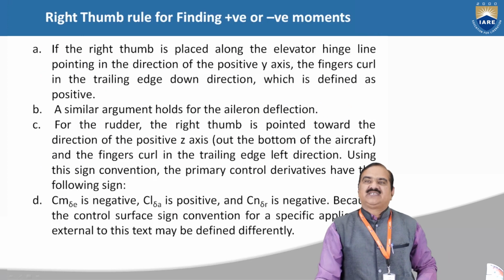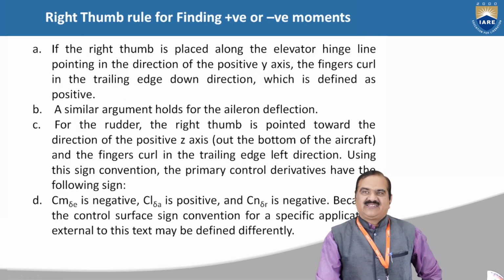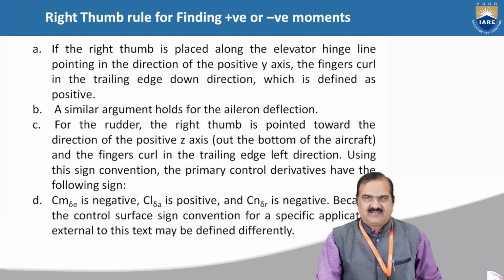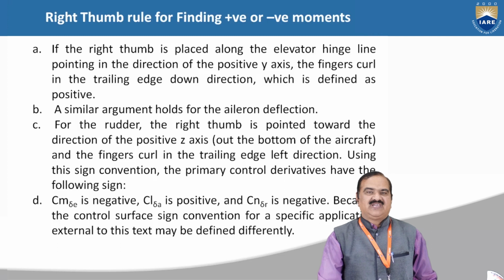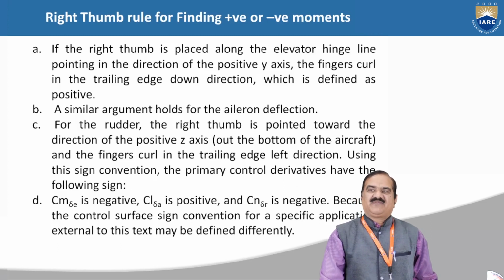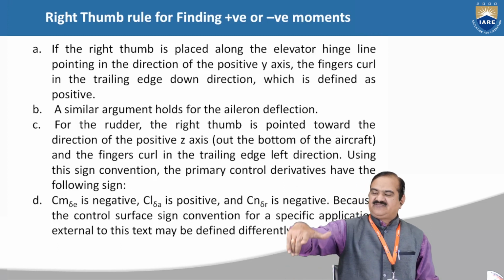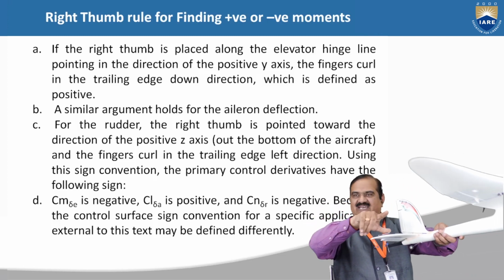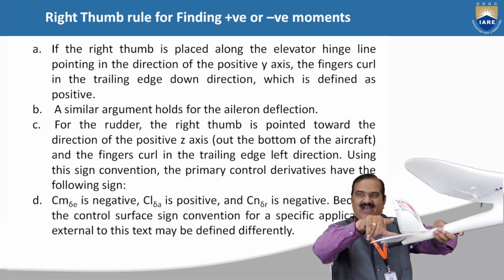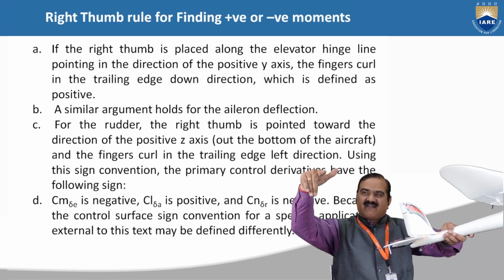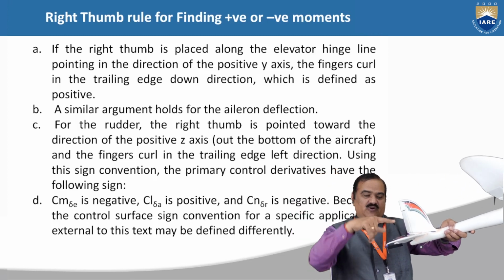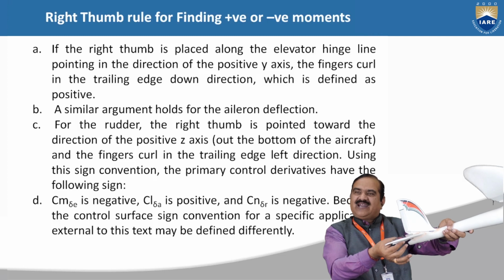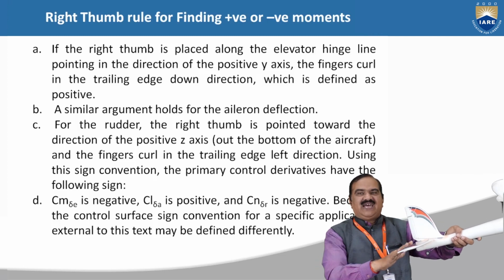Now, for all these things there is a rule called the right thumb rule for finding the positive and negative moment. If the right thumb is placed along the elevator hinge line, pointing in the direction of the positive y-axis, you can see this is the thumb and it is placed on the elevator. Then on the y-axis, the finger curl is the trailing edge. So it is going down, meaning your trailing edge is going down. It is defined as positive.